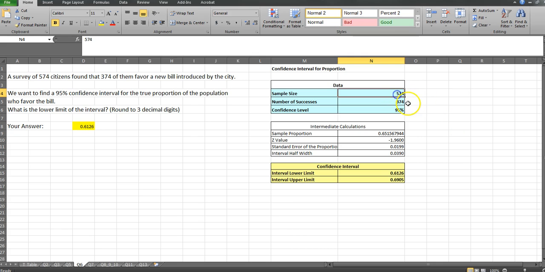All you've got to do is put in your sample size, your number of successes, and your stated confidence level, whether it's 95, 90, 99, whatever, and it just does all the calculations for you. You can see within each cell where those come from. Here's your lower limit and your upper limit, and again, this is just a direct cell reference to this cell over here.